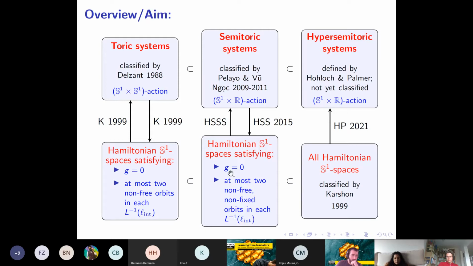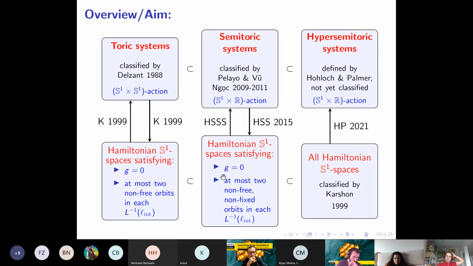And then here in the lower line, you see that Karshon managed to lift an S1 action under certain conditions to a toric system. The first thing was the projection down, so recovering the underlying classification given such a thing, and we found this here. Also, HSS stands for Hohloch, Sabatini, and Sepe. This is a work in progress, or more precisely, it's not yet really written up and on the arXiv.